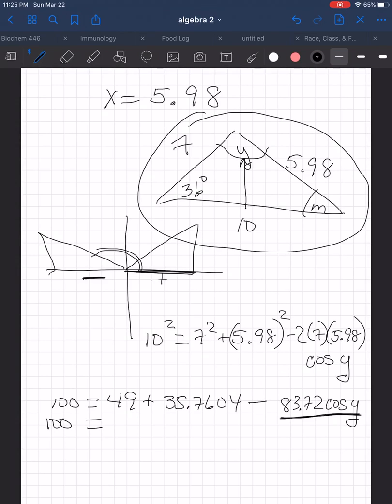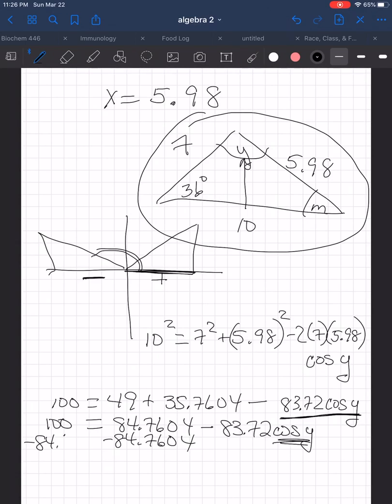So this is 100 equals 35.7604 plus 49. So that's 84.7604 minus 83.72 times the cosine of Y. So we need to get cosine of Y by itself. So we're going to subtract the 84.7604 from both sides.